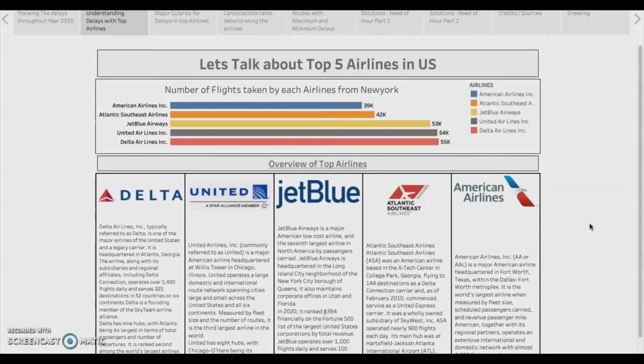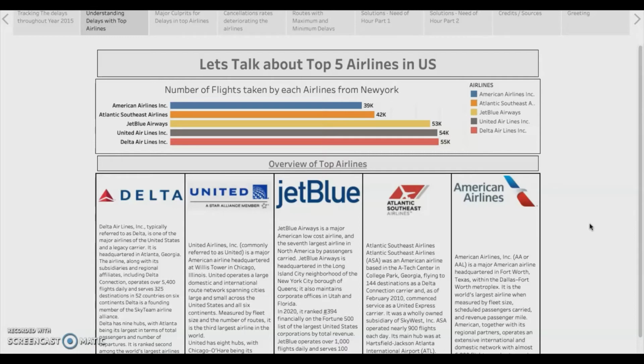Now, before getting into the delays, how they are caused, and what the conclusions are, first of all, let's discuss the top 5 airlines in the US. Here we can see that we have extracted the top 5 airlines, and we have considered only those particular airlines' data. The data across 2015 constitutes around 2.5 lakh flights across these 5 top airlines.